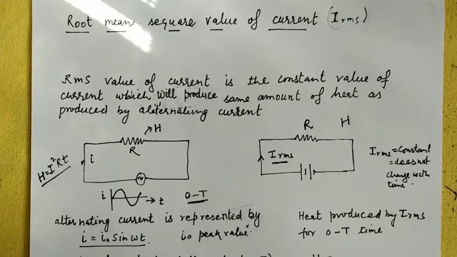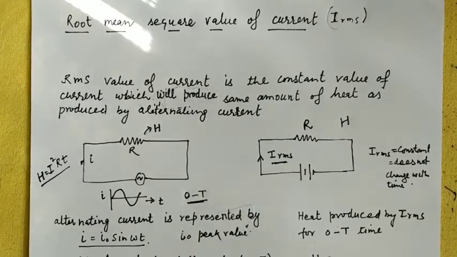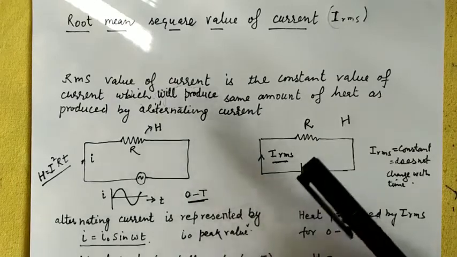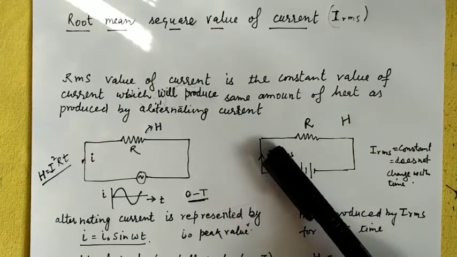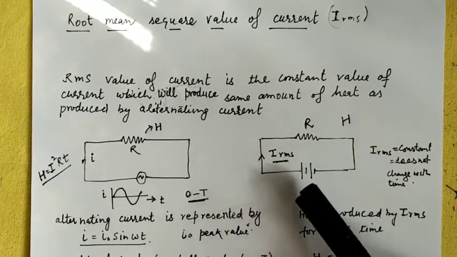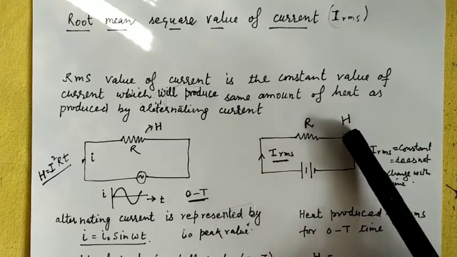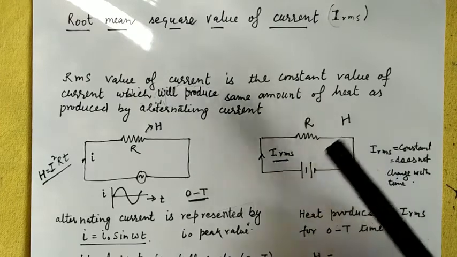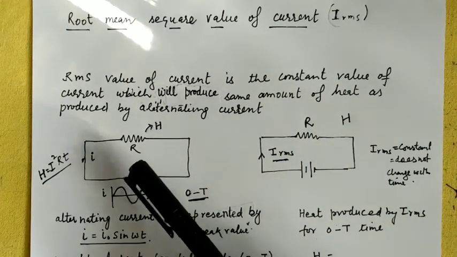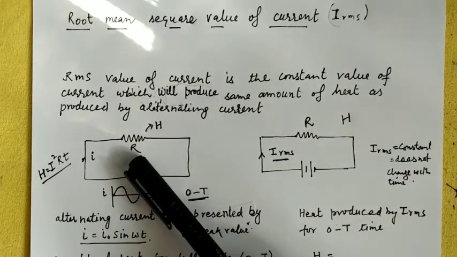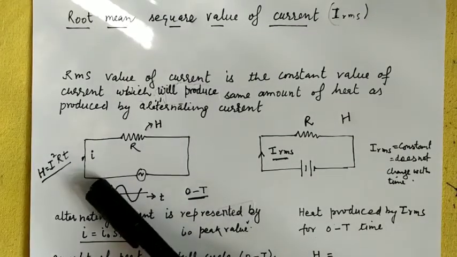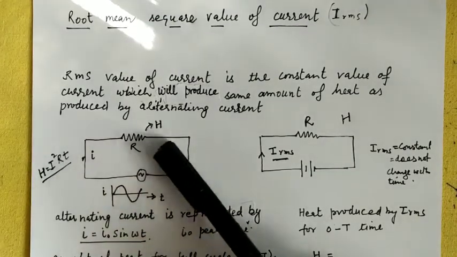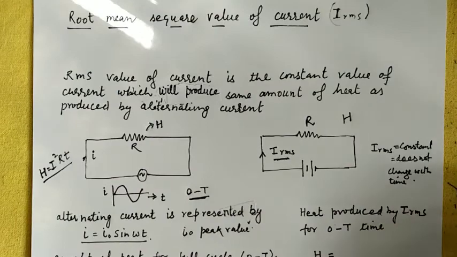alternating current. It means that if I pass a constant current through this resistor, then the amount of heat produced by it will be equal to the amount of heat produced by this resistor when alternating current is passed through this resistance.